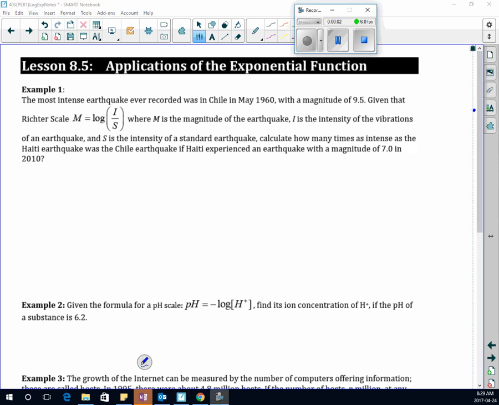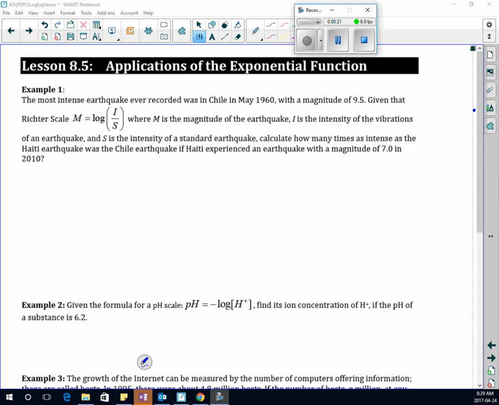Again. Okay, so we're going to do applications of exponentials. You'll find a lot of science examples. Example 1: the most intense earthquake ever recorded was in Chile in May 1960 with a magnitude of 9.5.